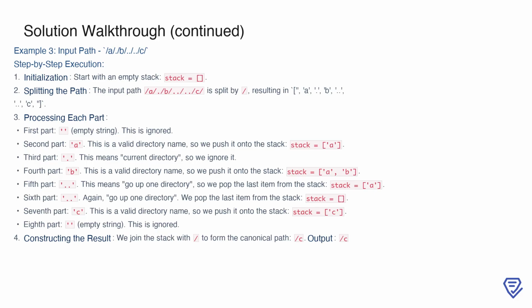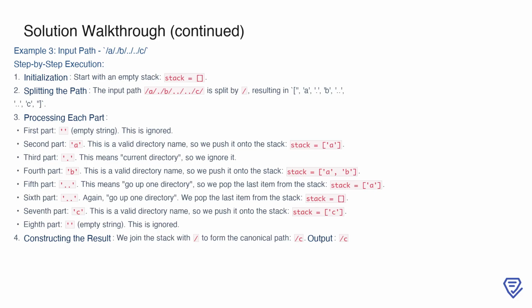The first part, an empty string, is ignored. The second part, a, is a valid directory name, so we push it onto the stack, making it a. The third part, dot, represents the current directory, so we ignore it. The fourth part, b, is again a valid directory name, so we push it onto the stack, which becomes a, b. The fifth part, double dot, means to move up one directory, so we pop the last item from the stack, leaving a.